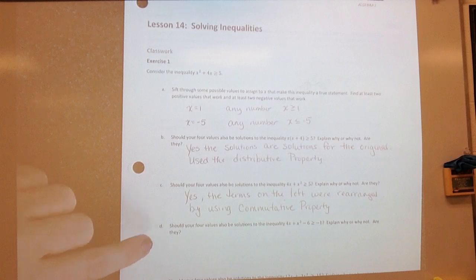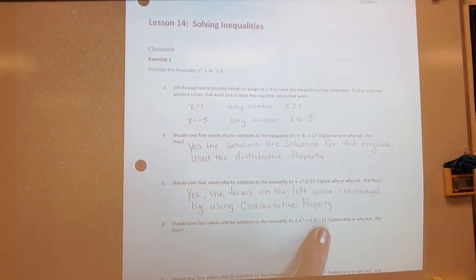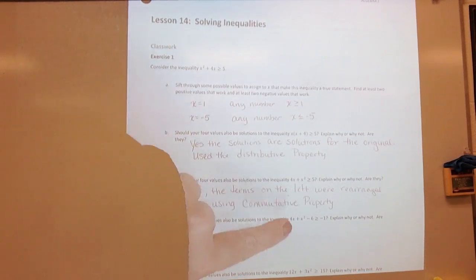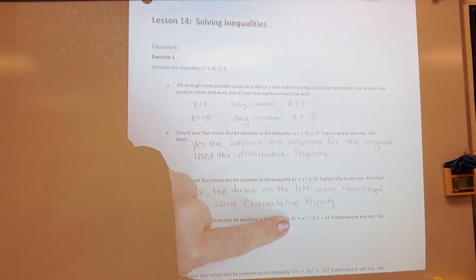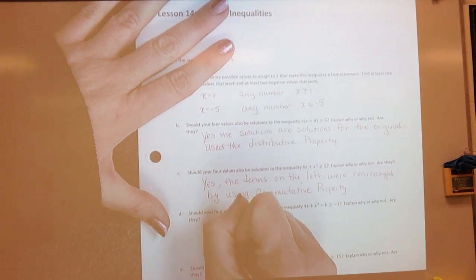Should your four values also be the solution to the inequality 4x plus x squared minus 6 is greater than or equal to -1? Well, look and see what changed. I subtract 6 from this side. What did I do to the other side? I subtracted 6. So should my answers be part of the solutions for this new inequality? Yes, they should, because 6 was subtracted from both sides of the inequality.